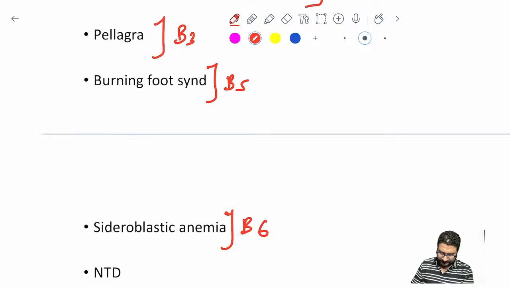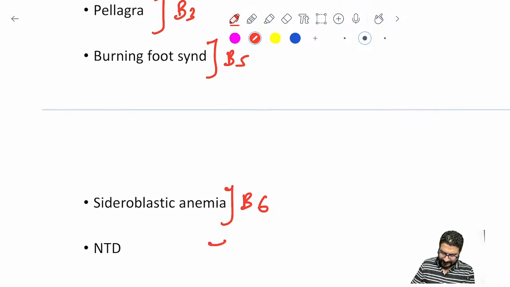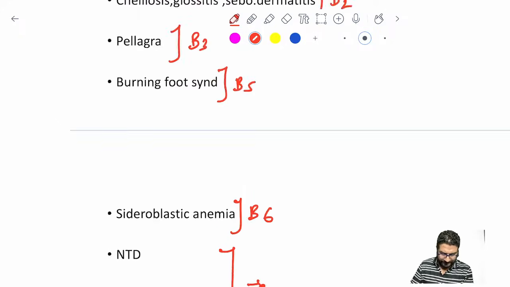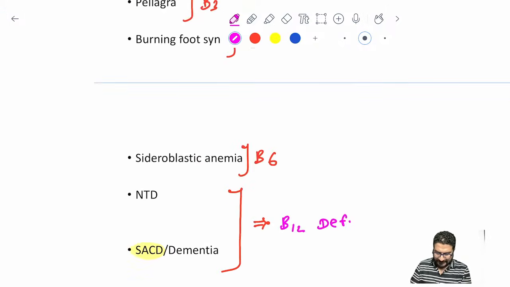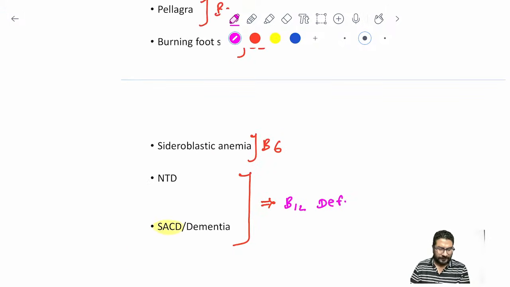B6. Neural tube defect and SACD. Neural tube defect, yes, B2 is riboflavin. SACD is very, very important. Understand this thing, it is subacute combined degeneration of spinal cord. This is something which we see because of B12 deficiency, right? And just remember, B12 deficiency is a cause of reversible dementia.